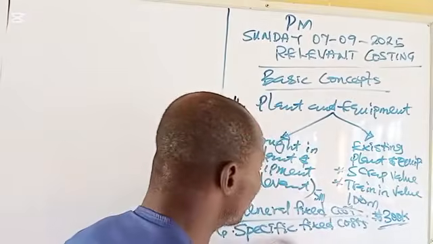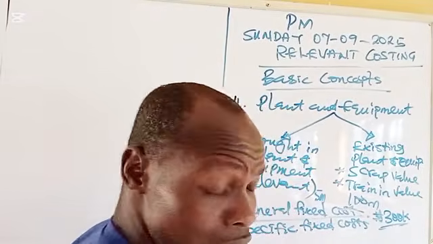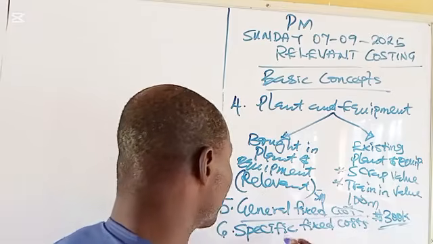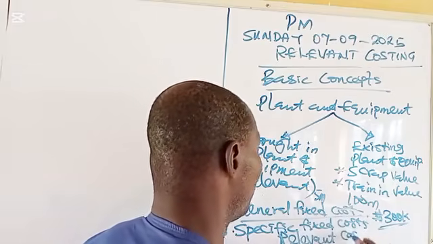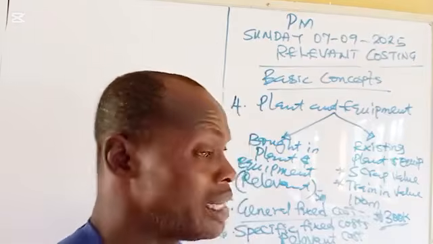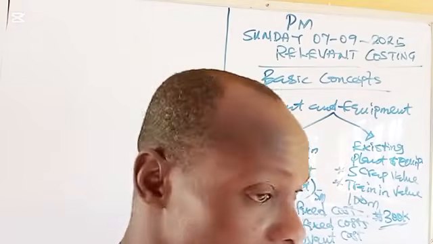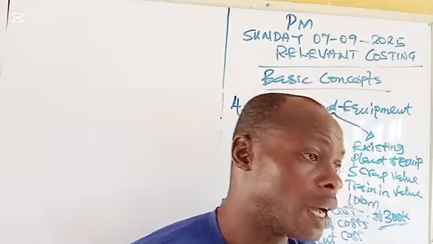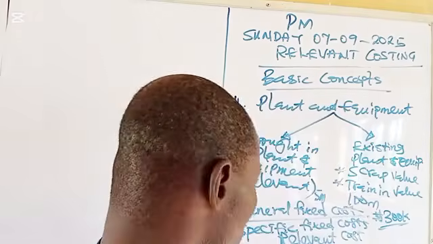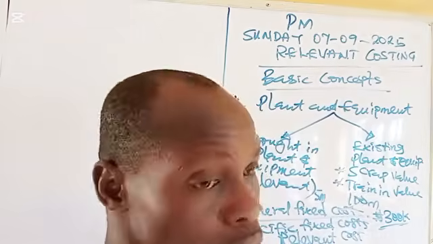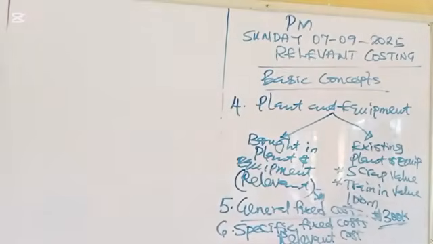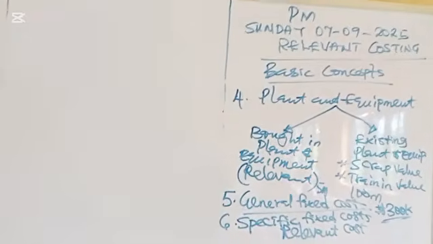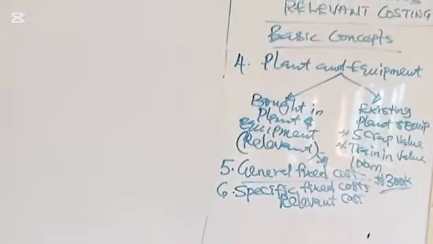So a specific fixed cost is relevant. This one will be treated as what? A relevant cost, the relevant cost of admitting 5 additional students. So that is specific, so it's relevant. Then another one that is still similar to this specific is avoidable.